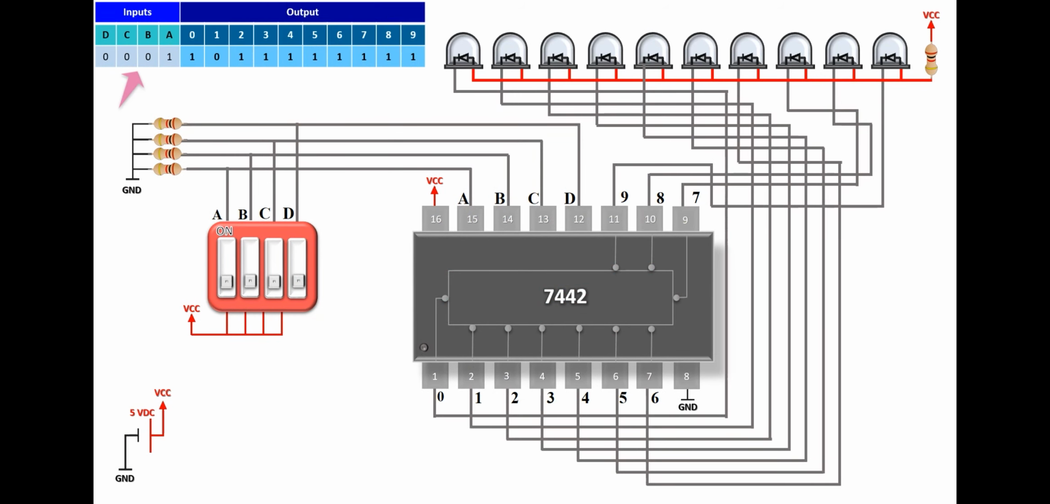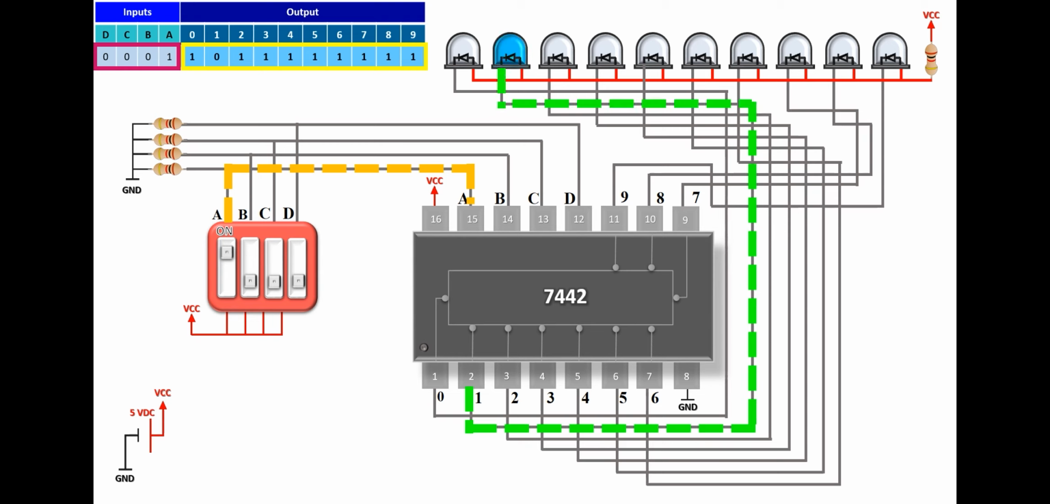This time I apply the number 1 in BCD format to the input. So the least significant bit that is connected to the first dip switch becomes 1. This time, the second output becomes 0 and the other outputs remain 1. So the second LED lights up.